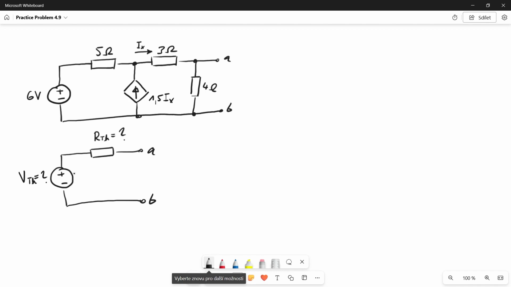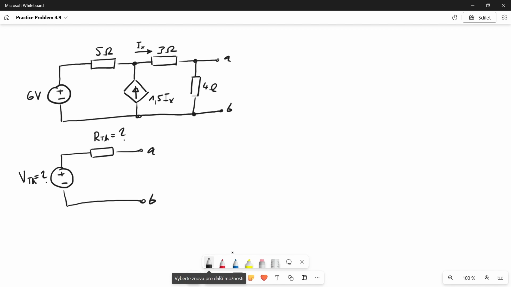When we want to find the Thevenin voltage, we need to find the voltage on these terminals when there is no load. To do that, I'm going to use mesh analysis, which means I'm going to apply Kirchhoff's voltage law to this large mesh. I can't apply Kirchhoff's voltage law to these two little meshes because there is this dependent current source and there is no way to know the voltage on the current source beforehand. So we need to apply Kirchhoff's voltage law to the large mesh.